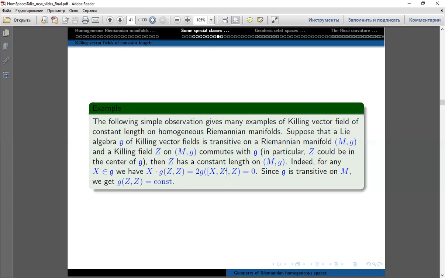If Z commutes with X, then this bracket is always 0. Therefore, this is 0. But we know that this is a derivative of this value with respect to the vector field X. Therefore, the derivative of this value with any Killing vector field is 0. Since the Lie algebra G is transitive, in every direction the derivative is 0. Therefore, this is a constant. It's very easy, and this simple observation gives many examples of Killing vector fields of constant length. Okay, I hope it's easy to understand.